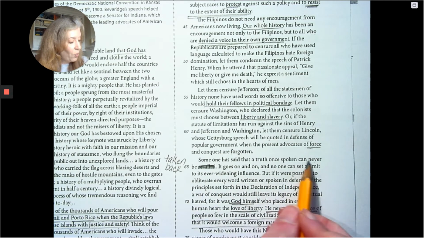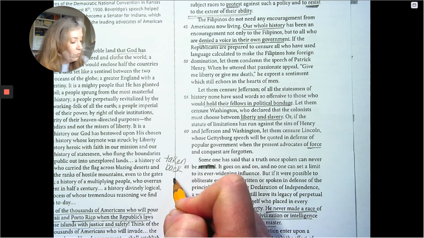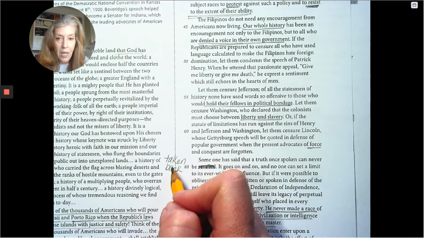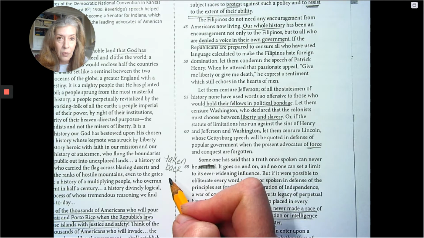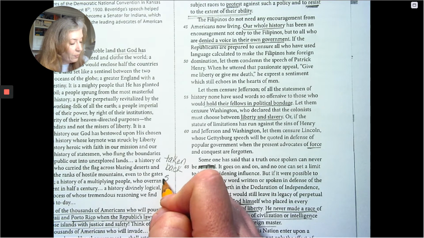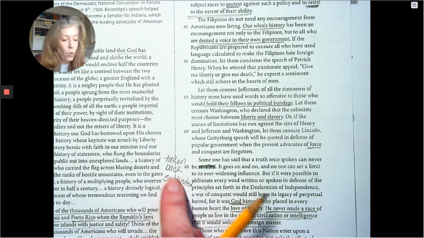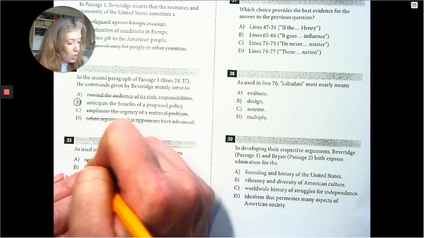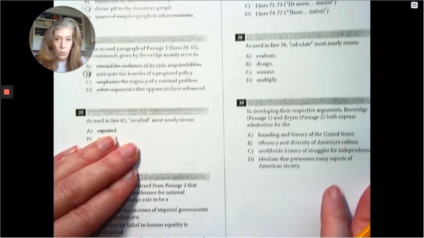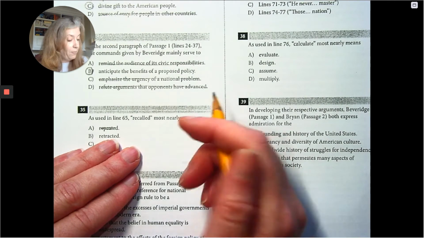Someone has said that a truth once spoken can never be something simple and logical. And a synonym for taken back, subtracted. So we're going to go look for taken back or subtracted. Repeated, does that mean taken back or subtracted? No. B, retracted, does that mean taken back or subtracted? It does, so we're going to keep that one.